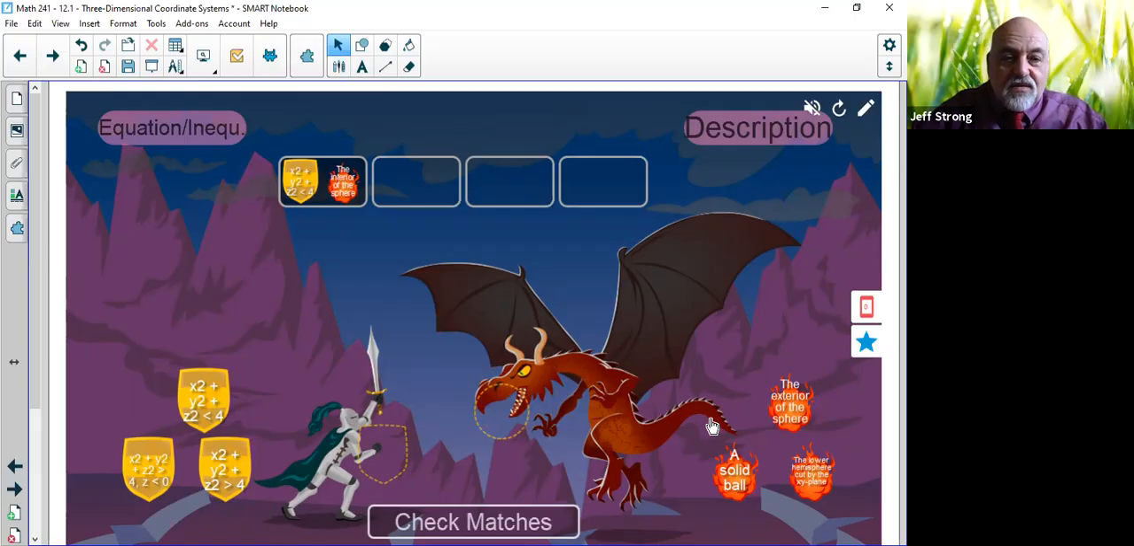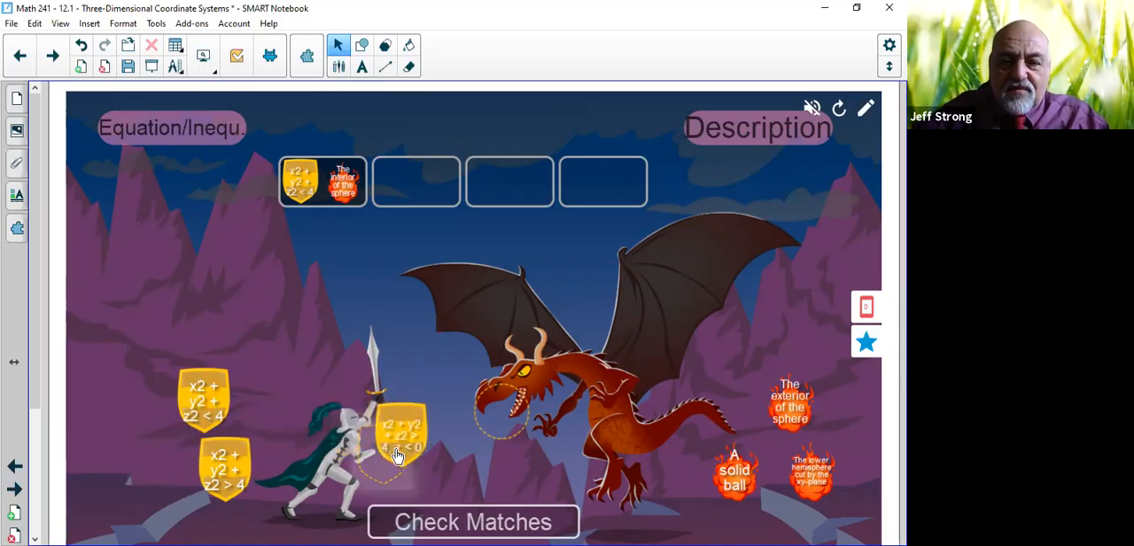Next, x squared plus y squared plus z squared. Wait, isn't that the same thing? What am I missing here? Somehow that's actually messed up. Let's go to the next one.